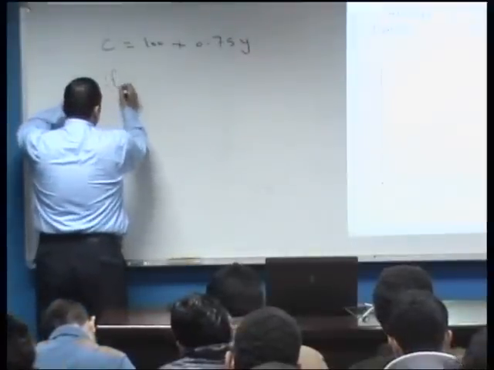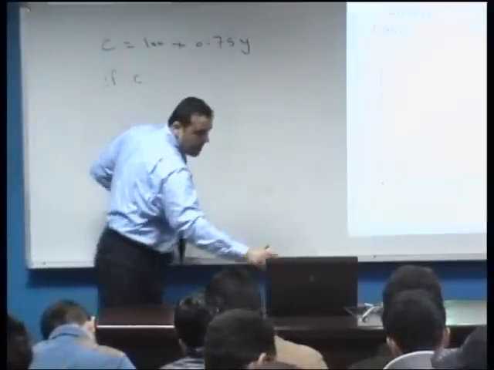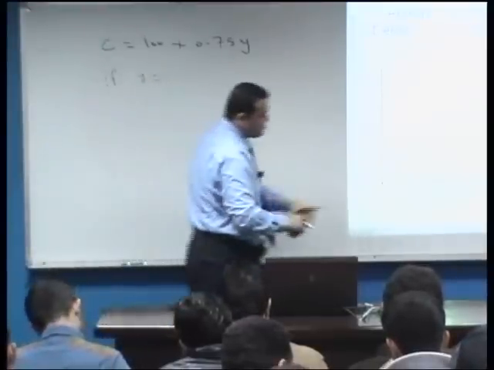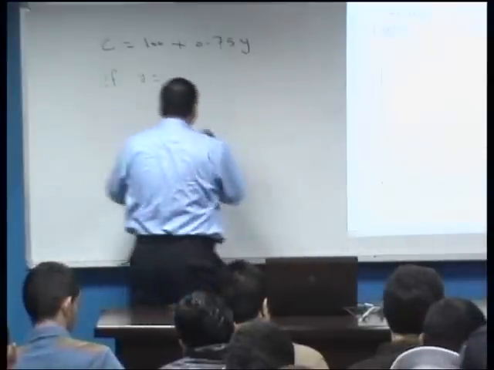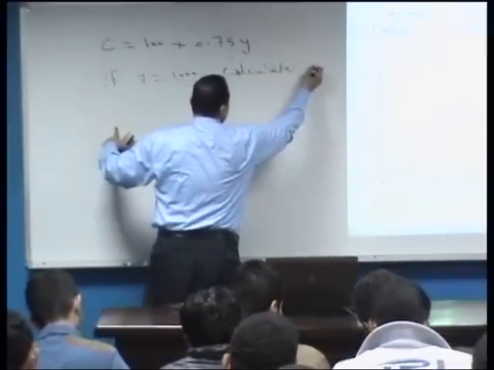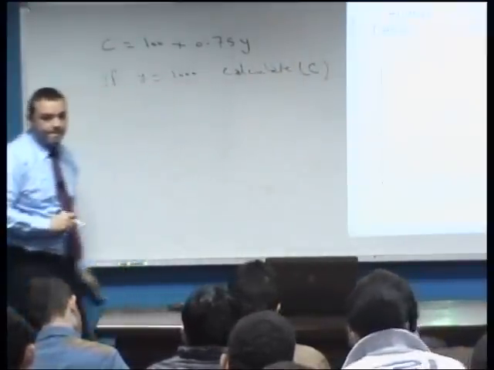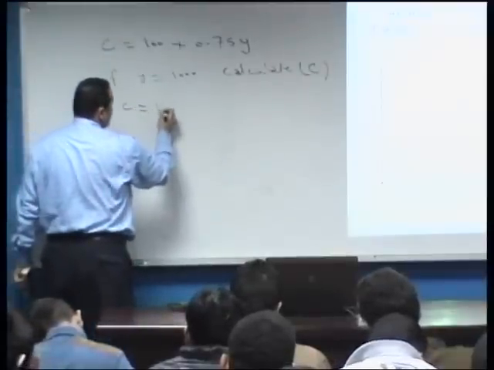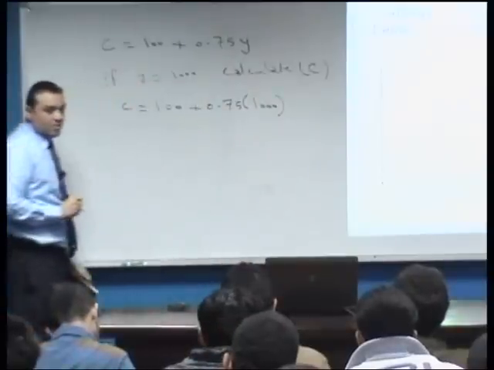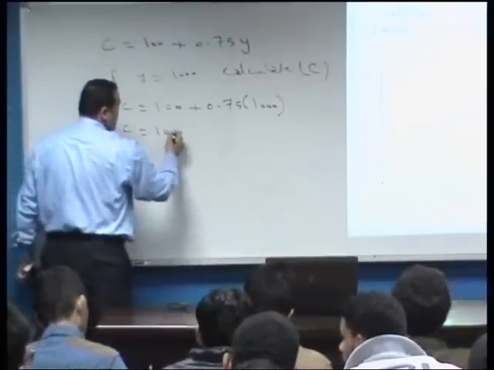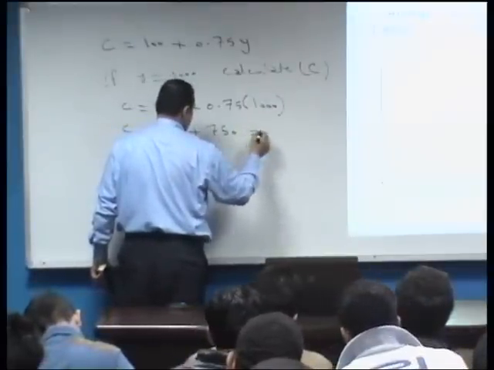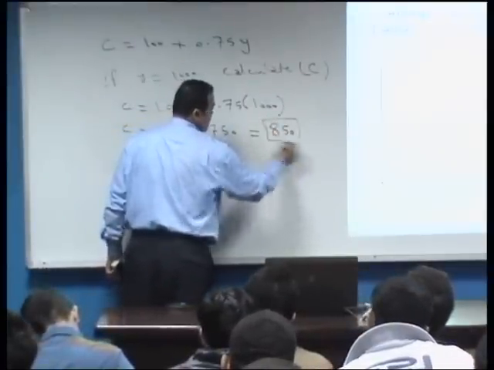If Y, the aggregate income, equals, suppose, 1,000, calculate C, the aggregate consumption. C equals 100 plus 0.75 times 1,000 billion dollars. So C equals 100 plus 750, right? Equals how much? 850. The same result.